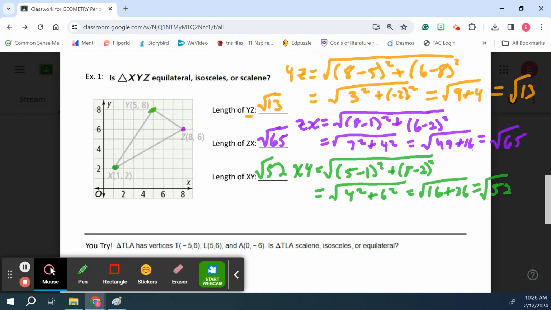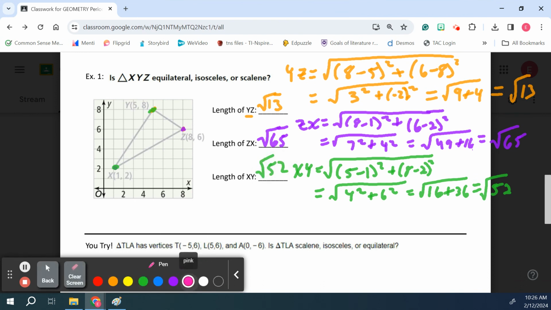Now, based off this information that I just found, what type of triangle do I have here? Do I have an equilateral, an isosceles, or a scalene? What do you got? It's scalene. All sides are different. So we have a scalene triangle.